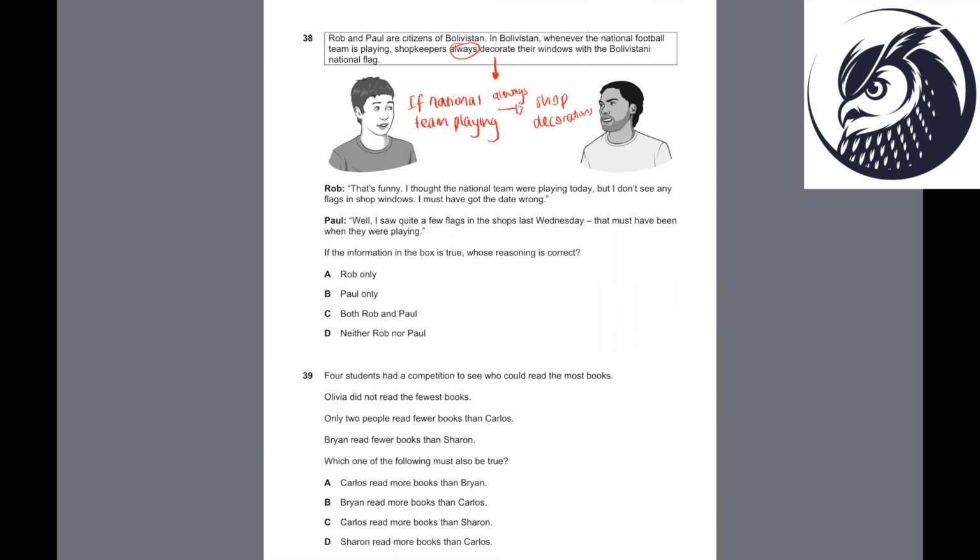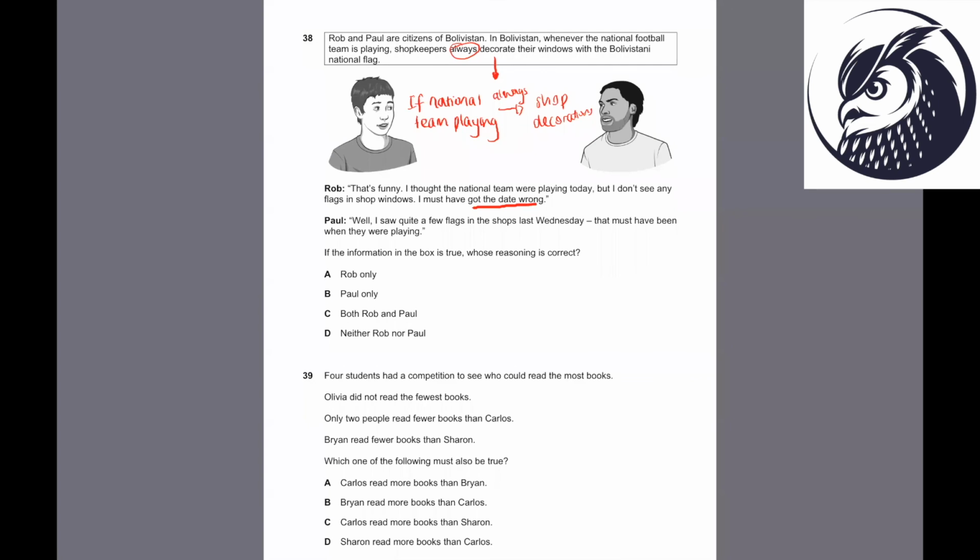So now let's have a look at what Rob and Paul say. Rob says, that's funny. I thought the national team were playing today, but I didn't see any flags in shop windows. I must have got the date wrong. Right, so Rob is saying he thought the team was playing, but he didn't see any flags. Therefore, the team must not have been playing. He got the date wrong.